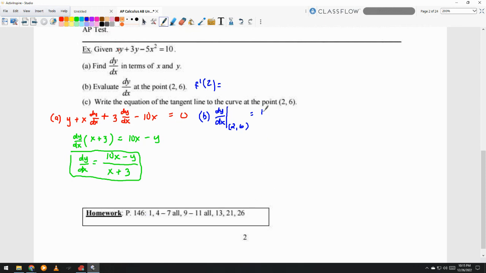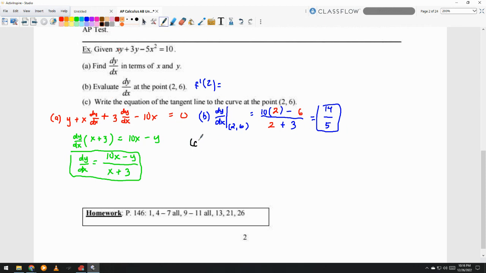All right, so we're going to plug in 2 for x. That's 10 times 2. I'm going to do this fancy color thing for plugging it in. And then minus, and then y is 6. And that's all divided by x, which is 2, plus 3. All right, so we get 20 minus 6, which is equal to 14. 2 plus 3 is equal to 5. So 14 over 5.